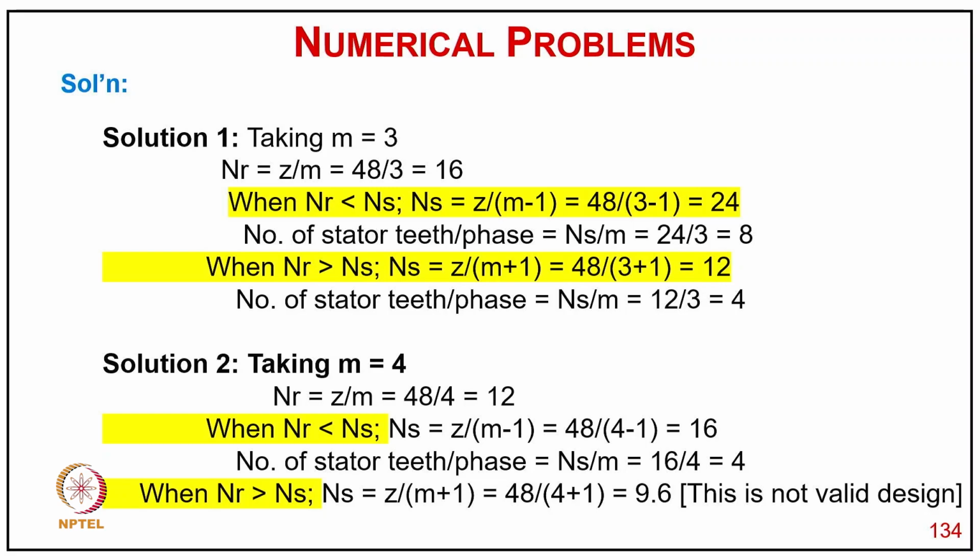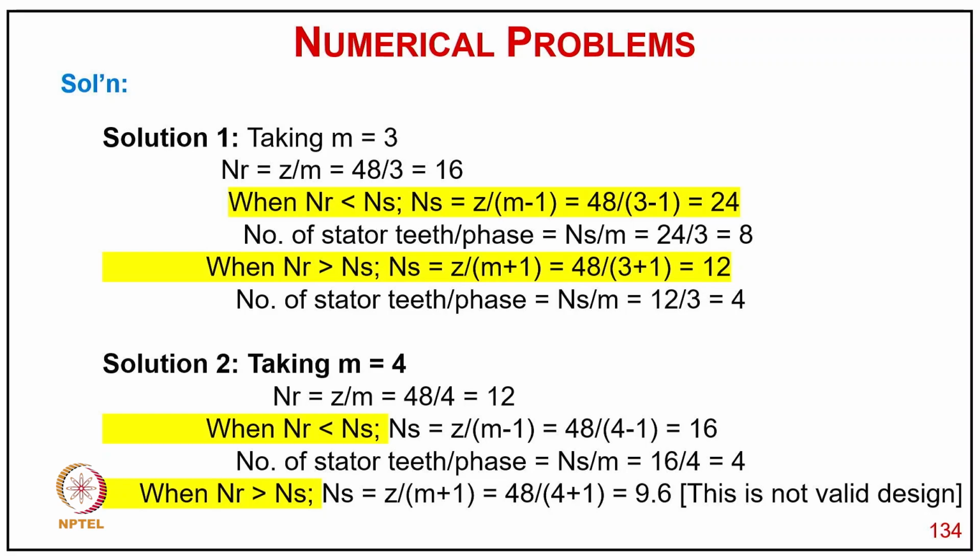that is putting value 48 divided by 3 minus 1, 24. When number of stator teeth ns divided by m is 24 by 3, when nr is greater than ns, that is ns equal to z upon m plus 1, or 48 divided by 3 plus 1, 12. The number of stator teeth per phase, that is ns upon m equal to 12 by 3, that is 4.